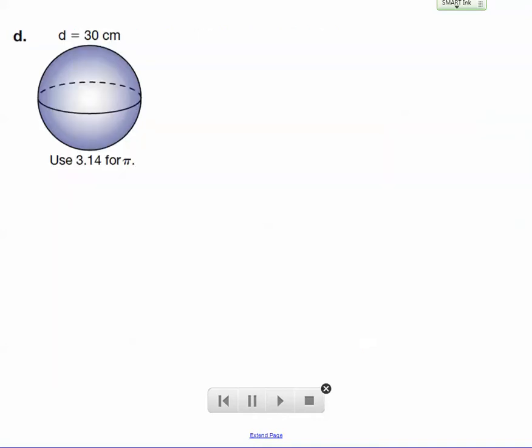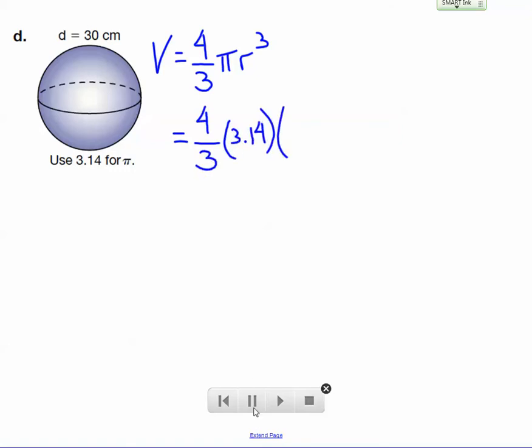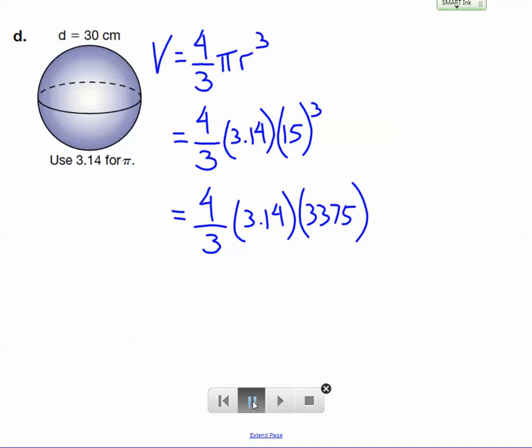One more example here. We're going to use 3.14 for pi this time. So we're going to find the volume is 4/3 pi r cubed. So we're going to go 4/3 times 3.14 times 15 cubed. Okay, if the diameter is 30, then the radius is 15. 15 cubed is 225. And at this point, I'm going to bust out the calculator. I'm sorry, I said 15 cubed was 225. 15 squared is 225. 15 cubed is 3,375.